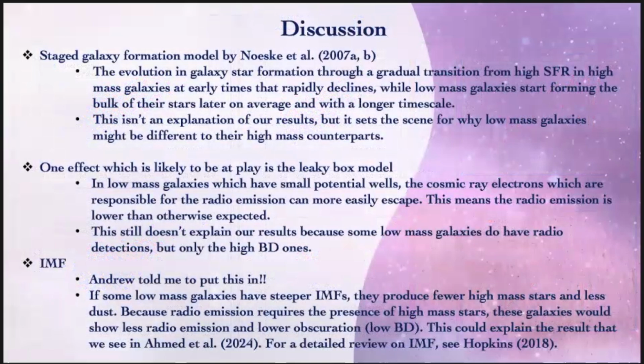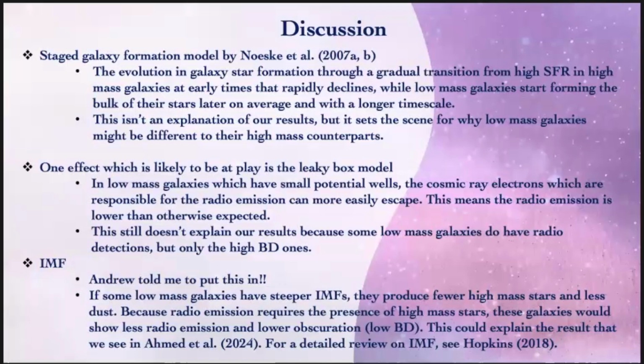And we further try to explain why this might be the case using the two-stage galaxy formation model by Noeske et al. 2007. This model explains how galaxies change over time in terms of star formation. It assumes that high mass galaxies start forming stars in the earlier universe, but the star formation slows down quickly, while the low mass galaxies start forming stars at a later stage, but continue doing so for a longer time.